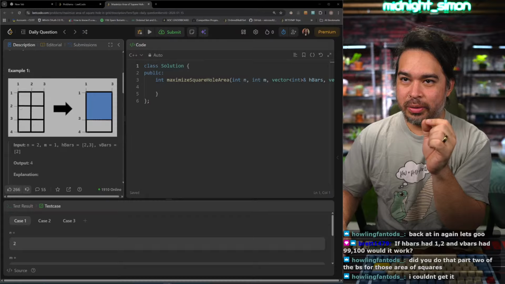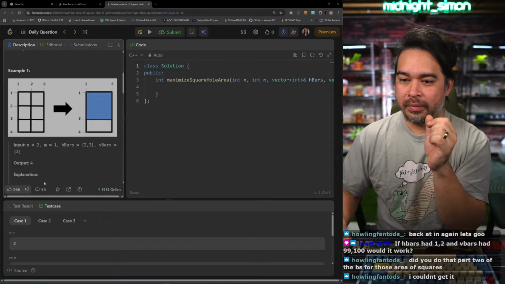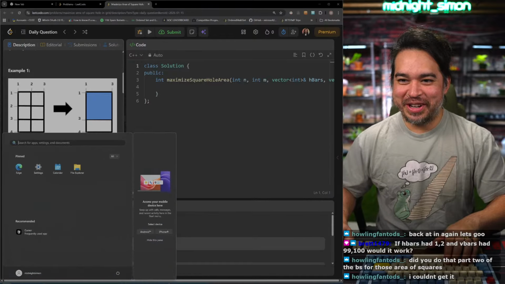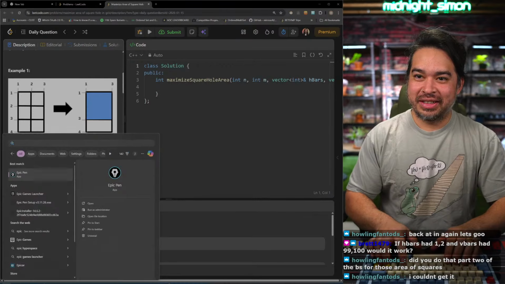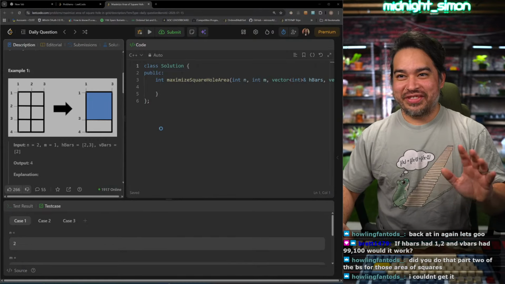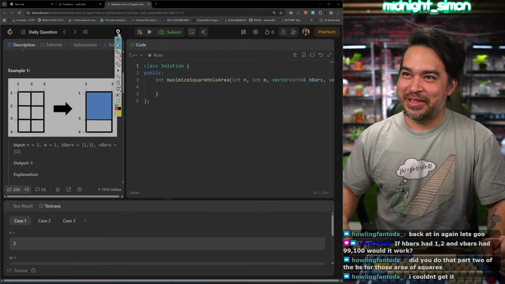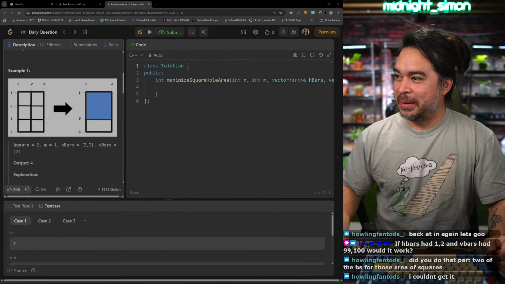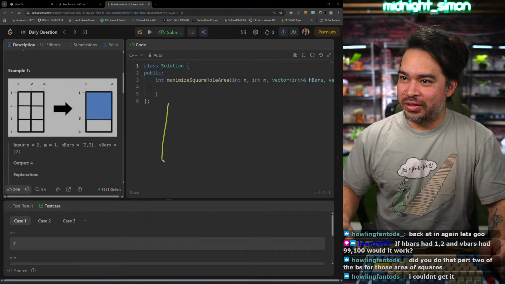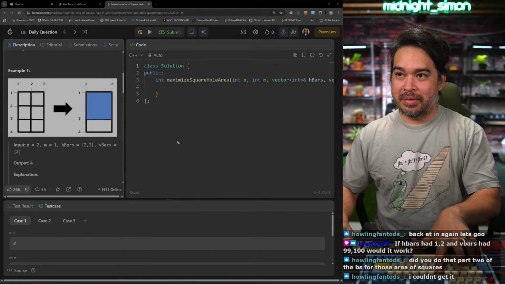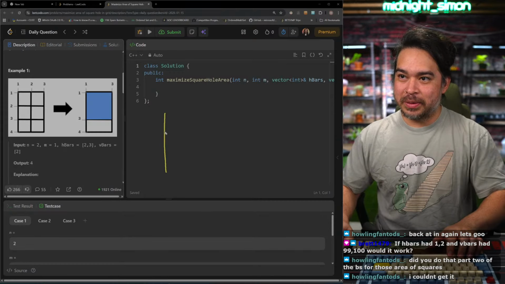Let me think. So I remove this H bar. I can't visualize. I need to bring out my pen, man. I can't visualize a dang grid with some missing bars. So let me do this real quick. I don't often draw things, but sometimes it really helps.